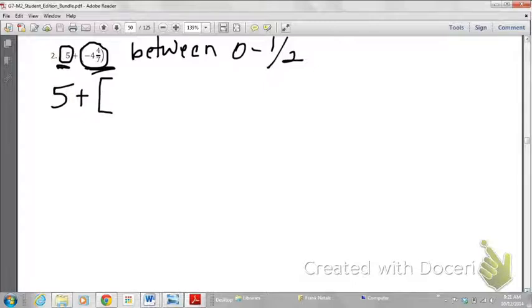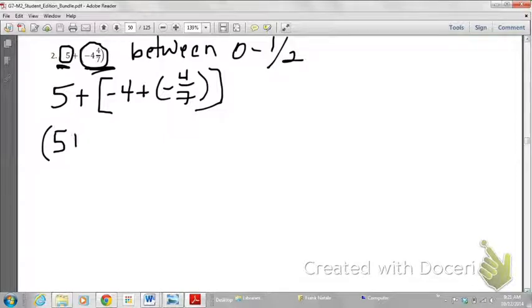negative 4 plus a negative 4/7. Okay, so we have actually been able to take that apart. And then we can do the associative property. So what we can do is take these whole numbers, this 5 plus this negative 4, and put those together, and then we could go ahead and add that negative 4/7.